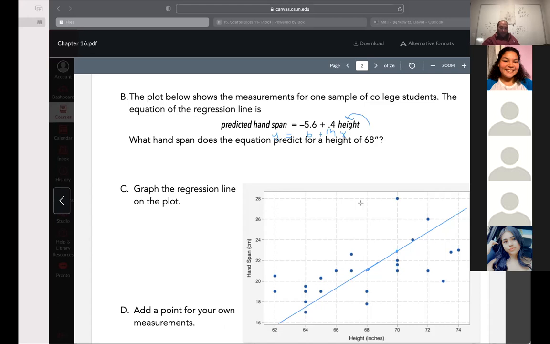And why did you make another point on top of where the 70 is? Well, I needed 2 points to make a line. Right? In order to make a line, I need 2 points. So I did 68 and then I picked one for 70. And I plotted both of those points and then I made a line through them.